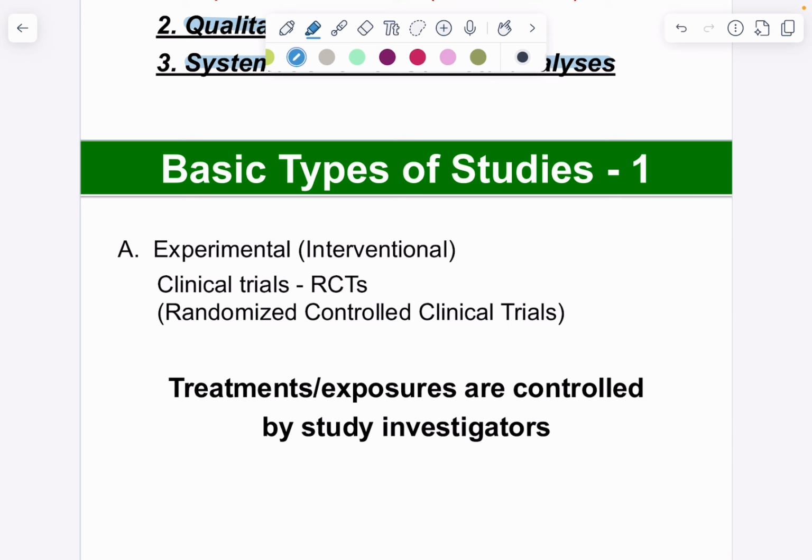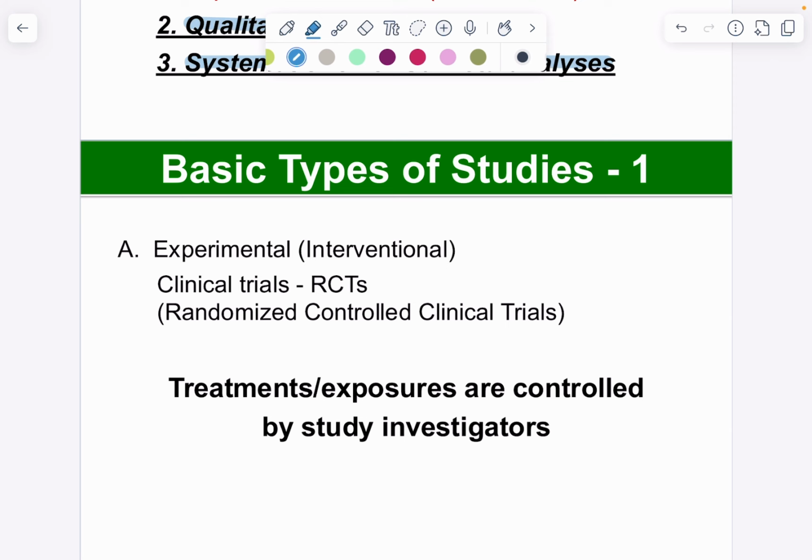So what do we mean by experimental and observational? It's very obvious from the name. When I say observational, what do you think? Observation means just observe. Somebody is observing something. Experimental means when we do something, some intervention is introduced. I'm not just observing, but I am doing something with that population.